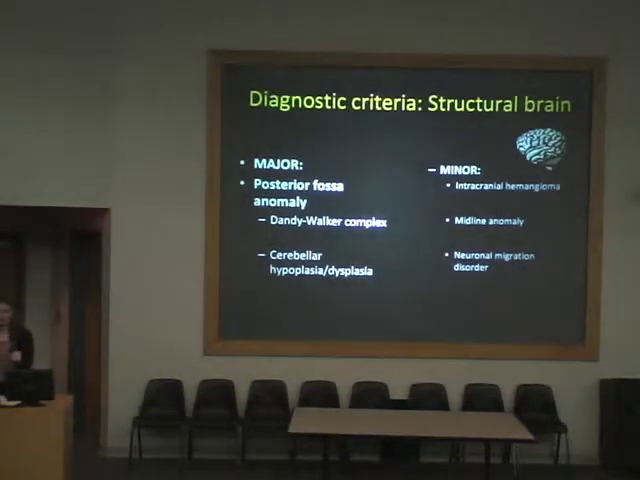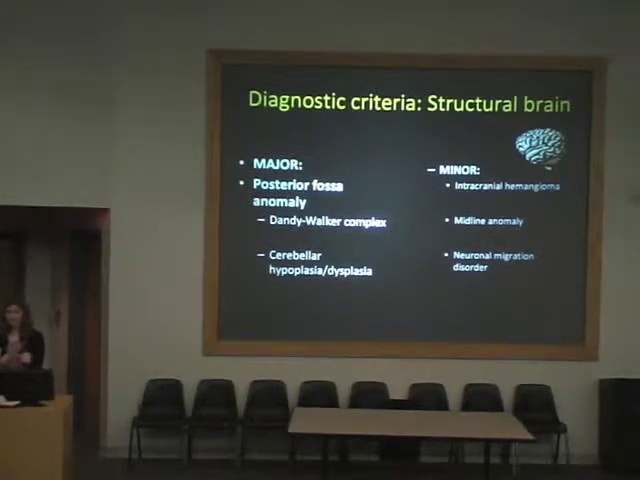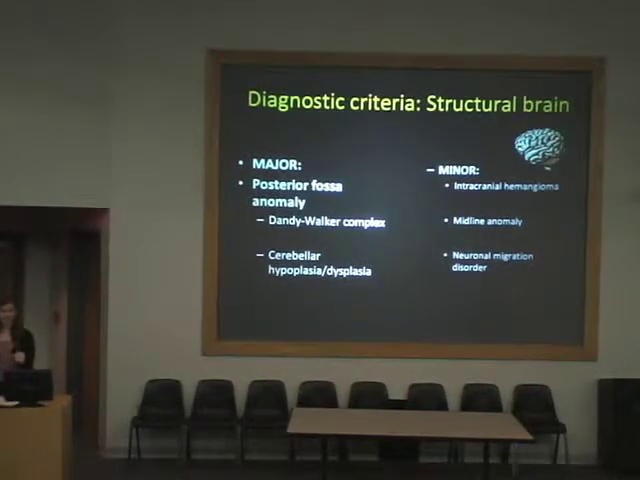Just to review, for the structural brain issues, the major criteria were the posterior fossa malformations in the back of the brain, that's the Dandy-Walker complex or cerebellar hypoplasia. And then the minor criteria are hemangiomas in the brain, or a midline anomaly in the brain, or a neuronal migrational disorder.